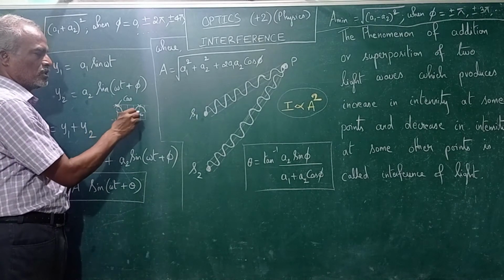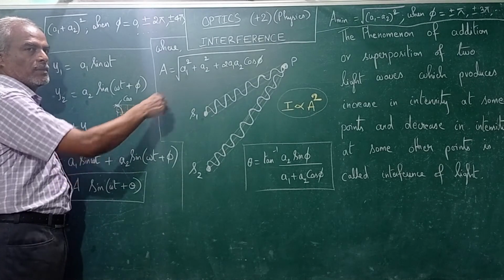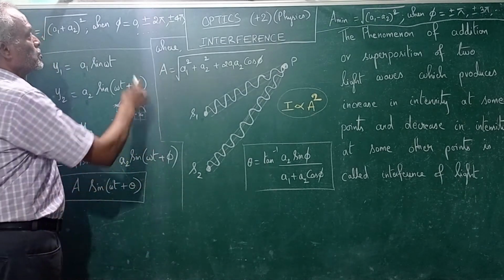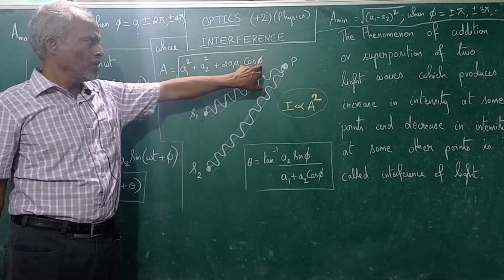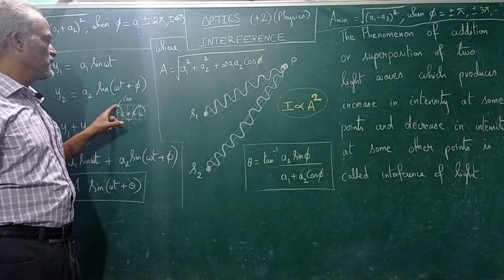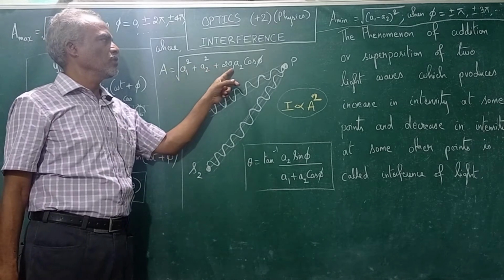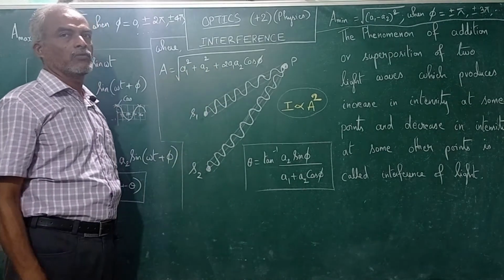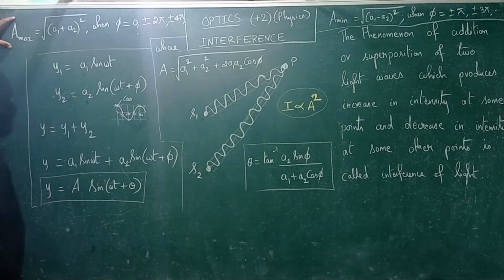That means 0. This is 2 pi. Plus or minus 2 pi, 2 pi and multiples of 2 pi. So that's what I told you. So when this value becomes 0, phi is 0, cos 0 is 1, we get a1 square plus a2 square plus 2a1 a2. Now this can be written as a1 plus a2 the whole square. That's what is written here, which is a max.